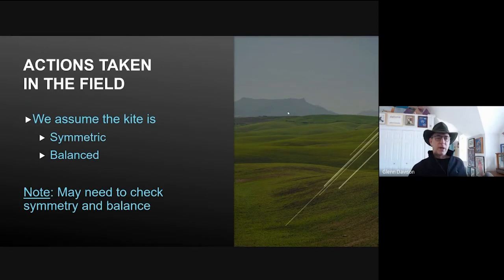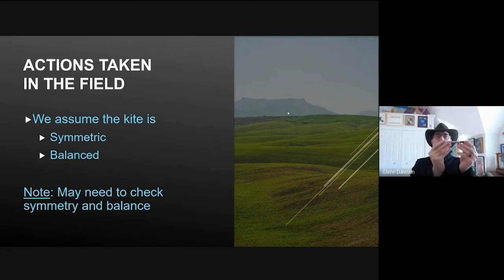Now I wanted to talk about some of the actions that people take in the field, because you could bring the kite back to the workshop, but what we usually do on the field is assume that the kite is symmetric and balanced. Taking it out of the bag, if you buy a kite, or building it, you often assume that you've built it in a symmetric and balanced way. When I build a kite, I put a ruler across from the spine to one side and then from the spine to the other side, making sure that I have an equal number of inches or centimeters left and right.